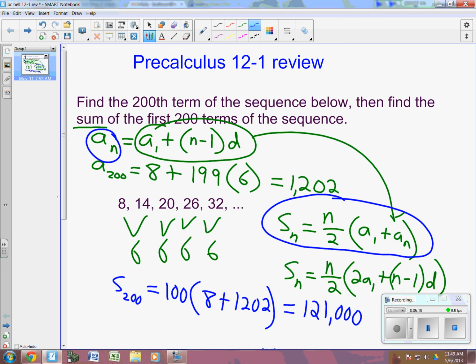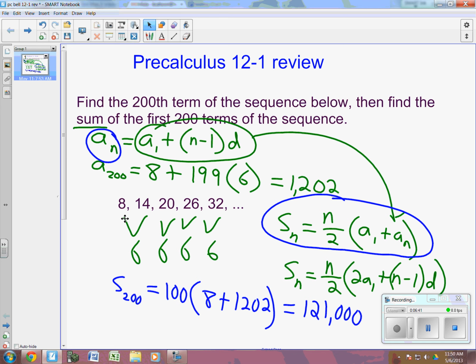Any questions on this problem? Okay, that was kind of a summary of what you learned in 12-1, in case you missed it. You have a sum formula for both an arithmetic sequence like this and geometric sequences. I haven't taught you that formula yet, though. We're going to learn it right now.